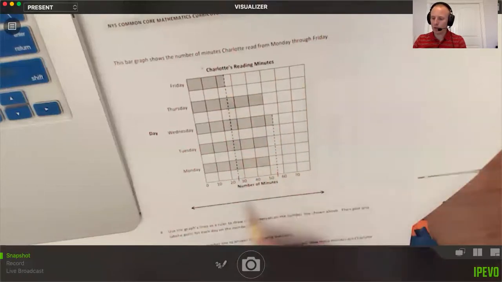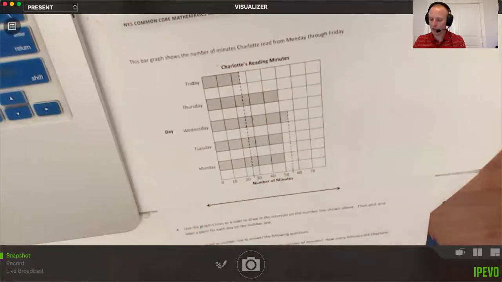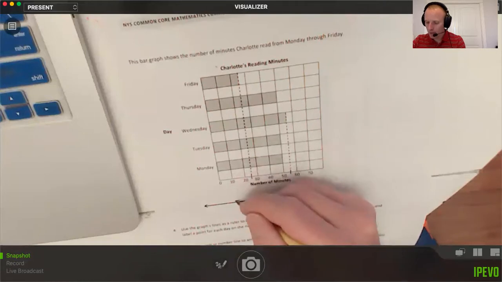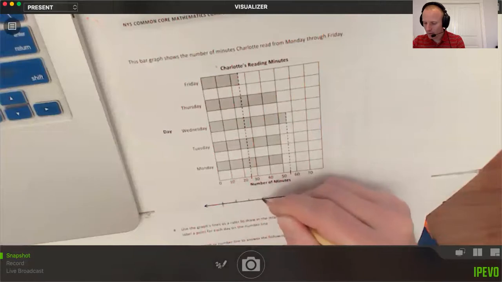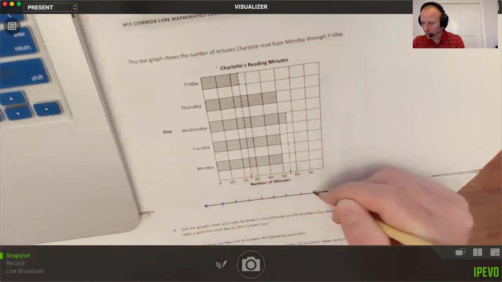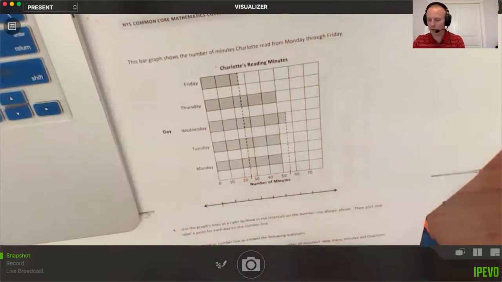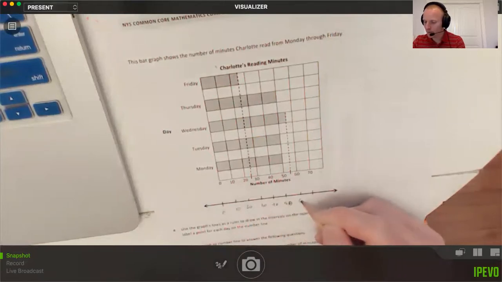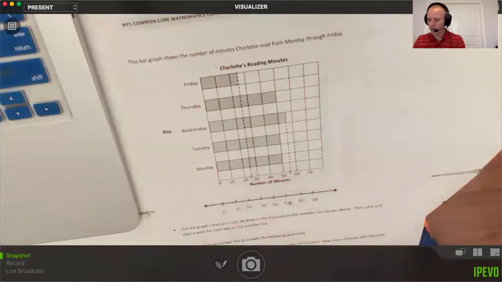And you notice we also have a number line down here that we're going to get to in a minute. So what we need to do first is use the graph's lines as a ruler and draw the intervals on the number line as shown. So like 0, 10, 20, 30, 40, 50, 60, 70. And that's all it's on there. And then plot each point.